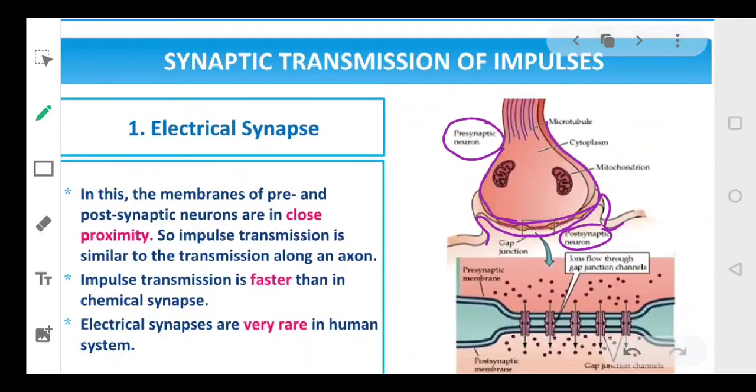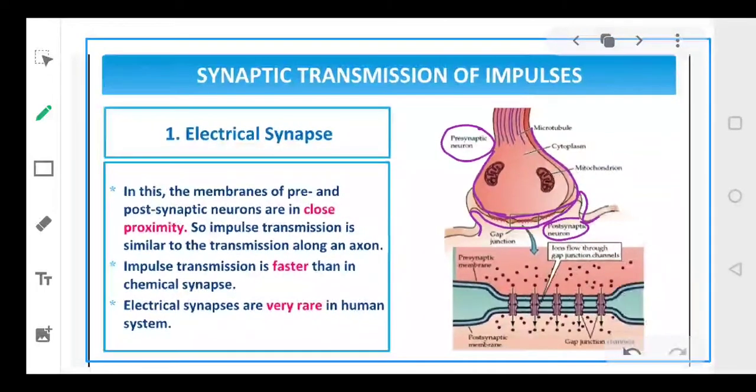Okay everyone? So as I told you, the membranes of the pre and post synaptic neurons are in close proximity. So they are not joined with each other, but they lie in close proximity. So दोनों पास पास हैं लेकिन दोनों connected नहीं है. ठीक है?